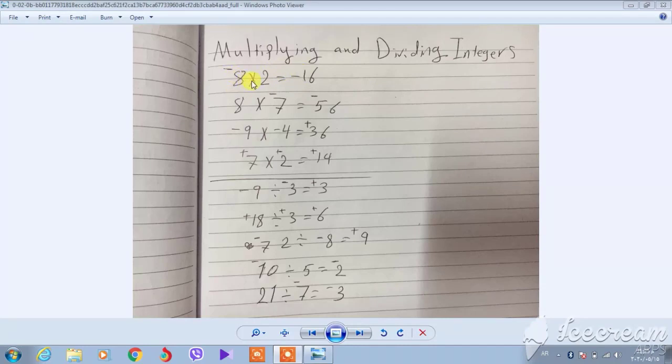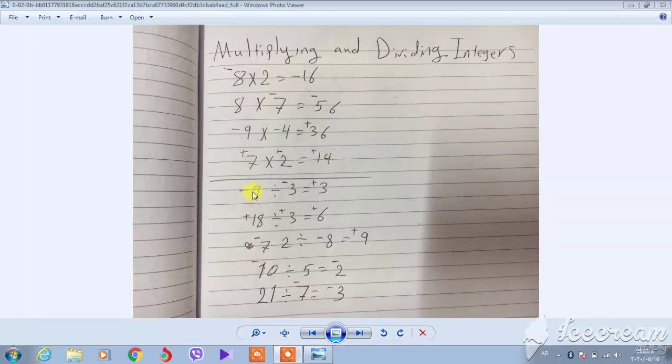Negative 8 times 2 equals negative 16. 8 times 7 equals 56. Because we have different signs, in the answer also we have negative. But there we have negative 9 times negative 4, we have like signs. In the answer we have positive. There's also positive 7 times positive 2. In the answer we have positive 14, student.